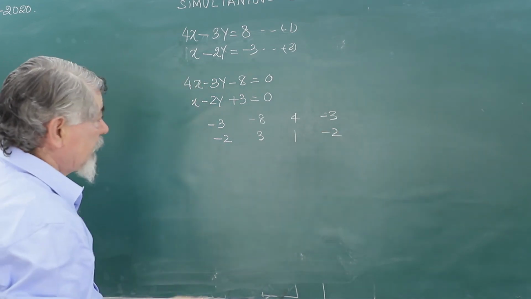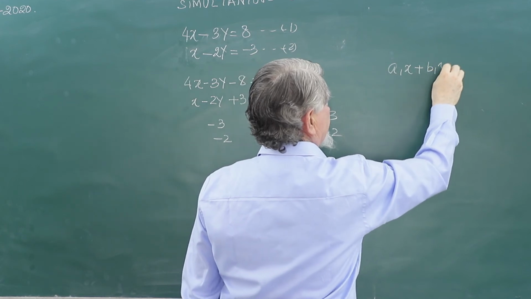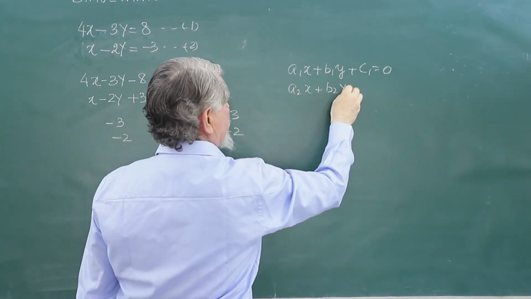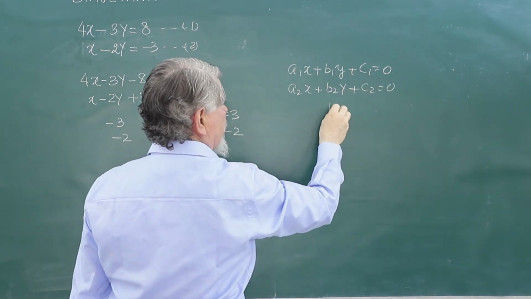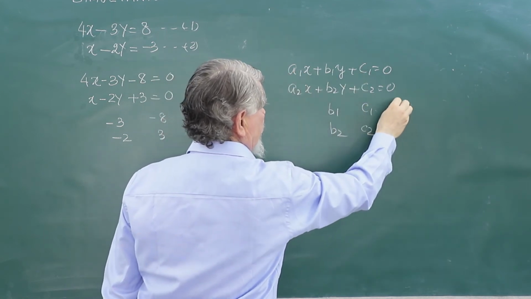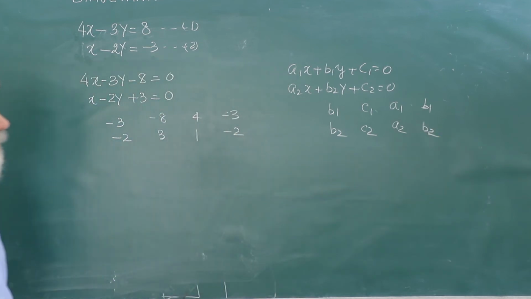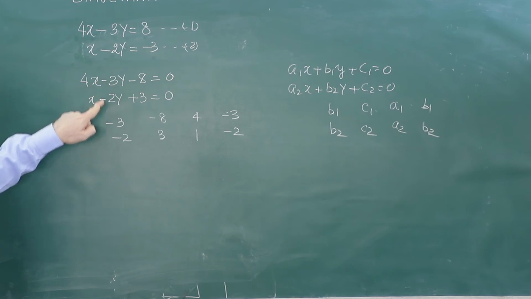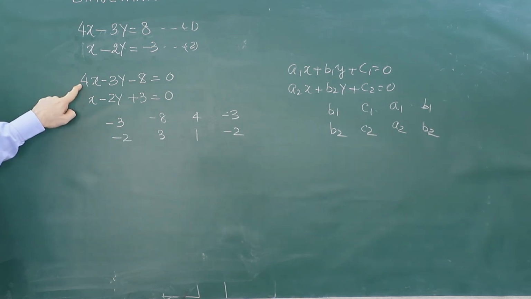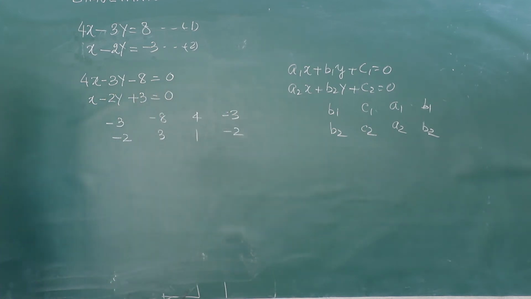I'll give you an example. If it is a1x plus b1y plus c1 is equal to 0, and a2x plus b2y plus c2 is equal to 0, then first you write b1, b2. Then you write c1, c2. Then you write a1, a2. Then you repeat this, finishing with the same as you started, b1, b2. So we started with b1, b2, the coefficient of y: minus 3, minus 2. Then the constant term, minus 8, 3. Then the coefficient of x, 4, 1. And then finish with the coefficient of y.